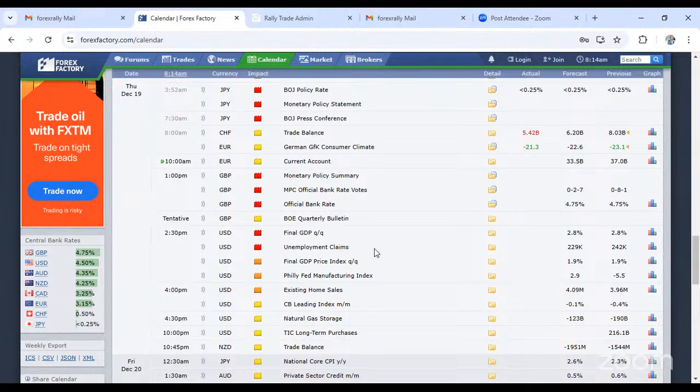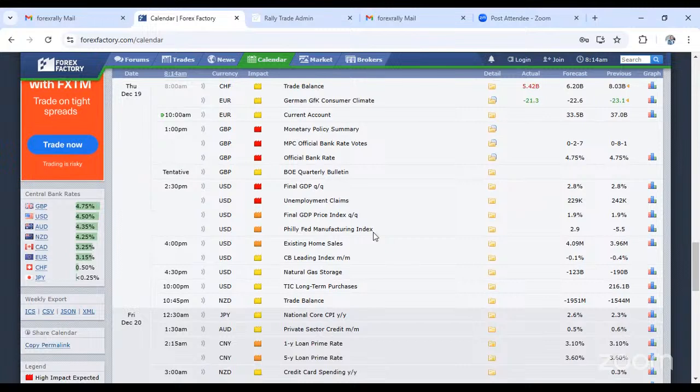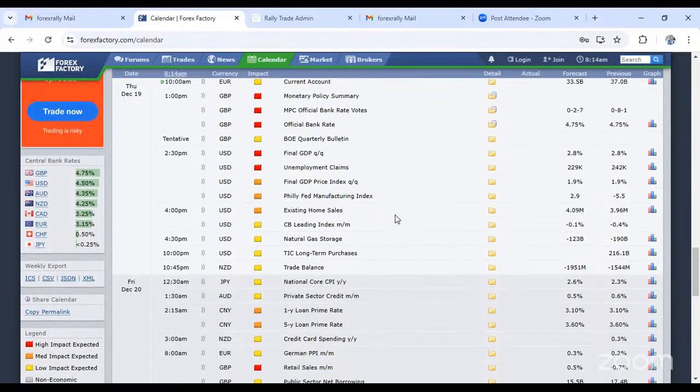They have a stop loss and take profit on your trade. So the same today, after 1 p.m. by 2:30, we'll be having the gross domestic product and of course unemployment claims for today.